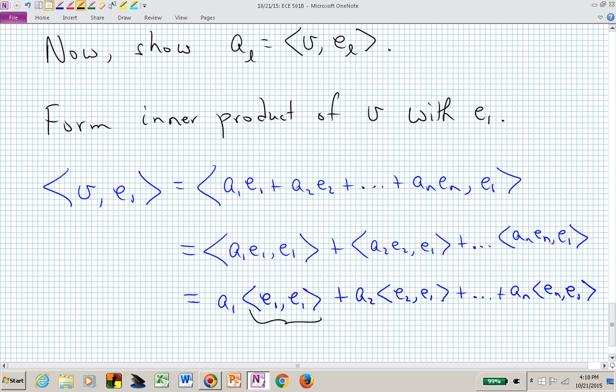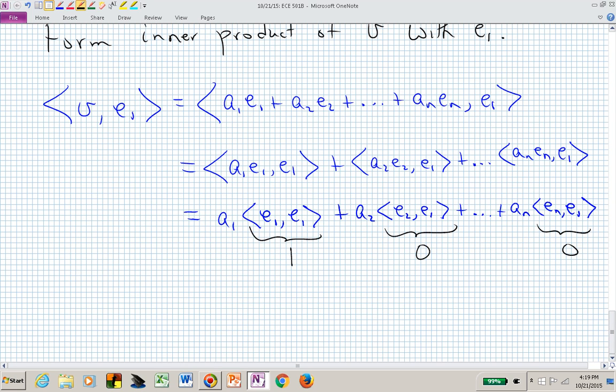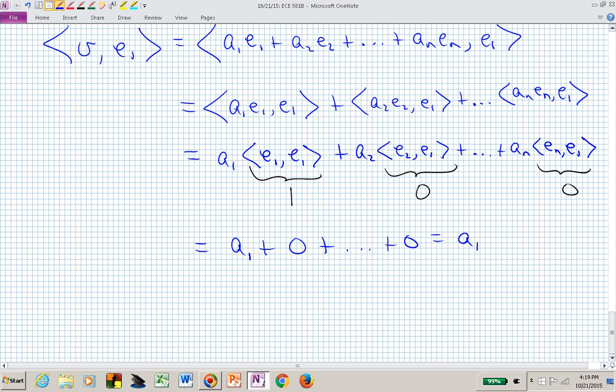Now we can use what we know about these orthonormal basis vectors. What's the inner product of E1 with itself? Are you saying 1? These are normalized to have length of 1, so E1 with itself is 1. What about E2 and E1? This is an orthonormal list, which says that they're pairwise orthogonal. That better be 0 by definition, and all of these are 0 after the one that is the same vector inner product with itself, which now says that the left-hand side is just A1 plus 0 plus 0, which is just A1, and that's really what we were setting out to show.